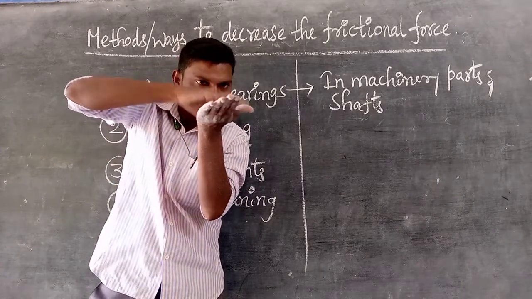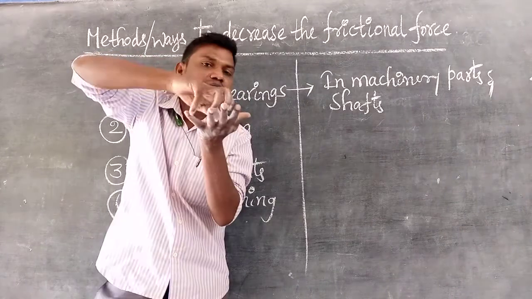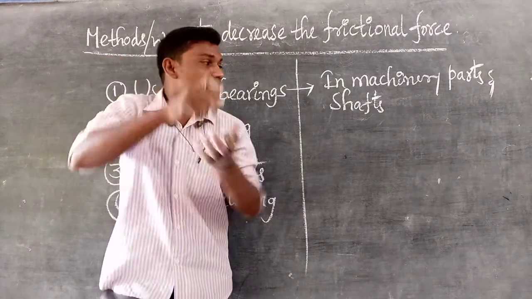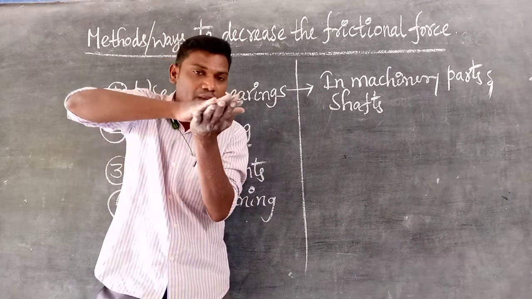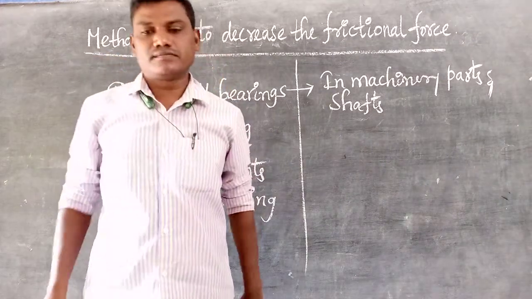But between the two parts, we place spherical metallic objects, that is, ball bearings. Then what will happen? They can move very freely.